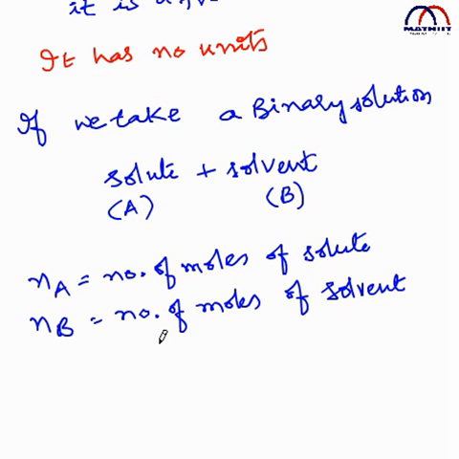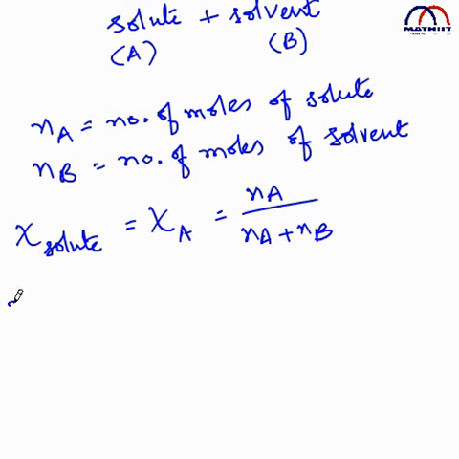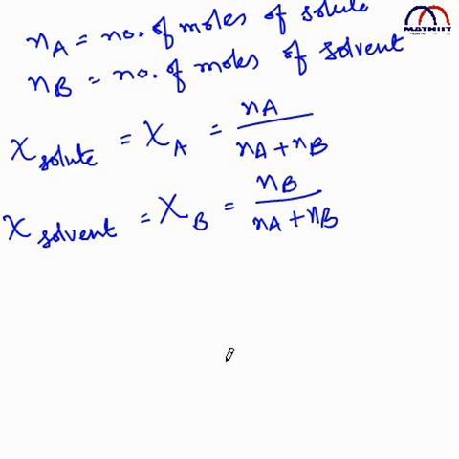Now if you want to find the mole fraction of solute, which can also be written as the mole fraction of A, how do I write it? Number of moles of solute, that is Na, by total number of moles, Na plus Nb. Similarly, for the mole fraction of the solvent, chi B equals Nb, the number of moles of solvent, by the total number of moles, again Na plus Nb. This is what we get for a binary solution with only two components.